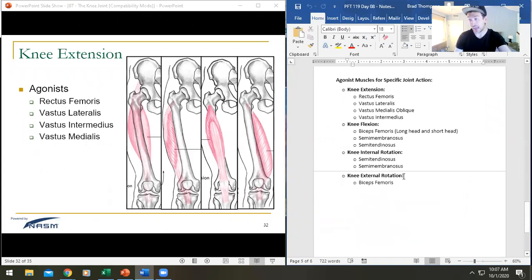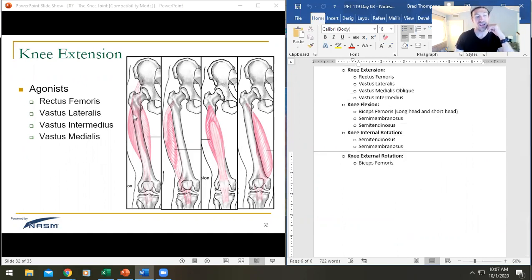Let's go ahead and take a look at that. So our agonists for all of these specific joint actions, for knee extension movements, that's going to be your 3 vasti muscles and your rectus femoris. So here is your rectus femoris. It's running from the hip just below the ASIS down and inserting. And I love this picture because it actually shows the insertion going all the way to the tibia. It runs down, grabs the kneecap and then runs further down and grabs the tibia. And that's why it can do knee extension and hip flexion.